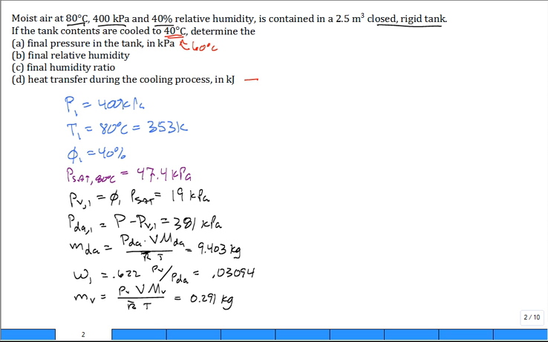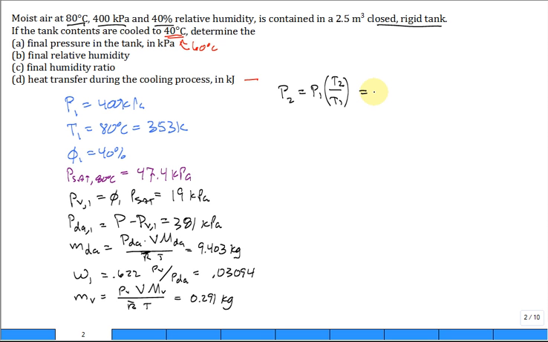Okay, how do we then jump and start calculating at state 2? Either state 2 is 60 degrees or 40 degrees. Well, one way to do it is just to go ahead and assume that all the water stays in the vapor state. If you do that, you'll find that P2 is equal to P1 times T2 over T1 from the ideal gas equation. Assume it's all ideal gas, air and vapor, initially at state 1 as well as finally at state 2.